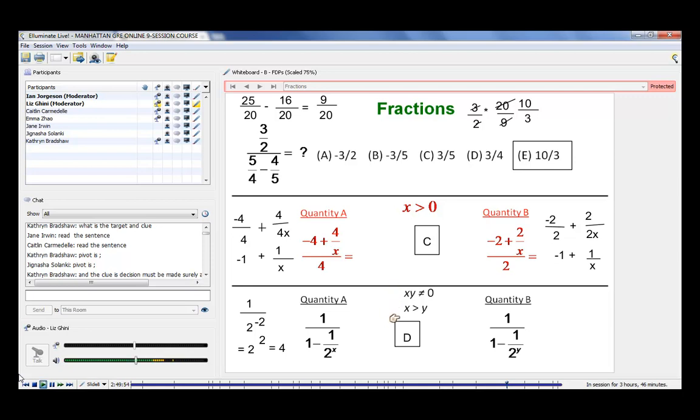But notice there's nothing about no negatives, and that comes up a lot in quantitative comparisons. We have to be so careful with things like this because of negative numbers. All right, very good. Everybody comfortable?